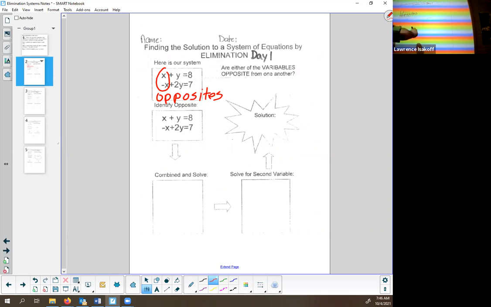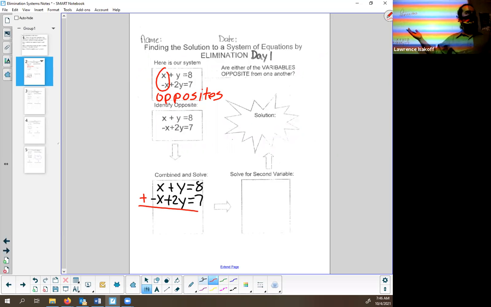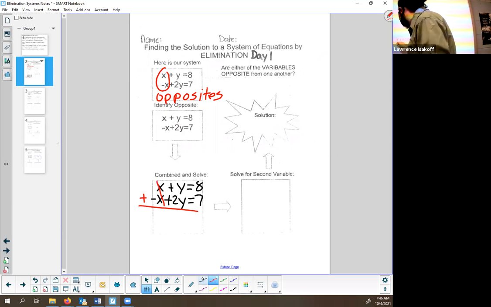Now, you don't have to circle and say what your opposites are every time. I'm identifying them for you right now. So let's take a look. It says to combine and solve. So I have x plus y equals 8 and negative x plus 2y equals 7. So let's combine those. What happens when I add x plus a negative x? They cancel out. They're opposites.